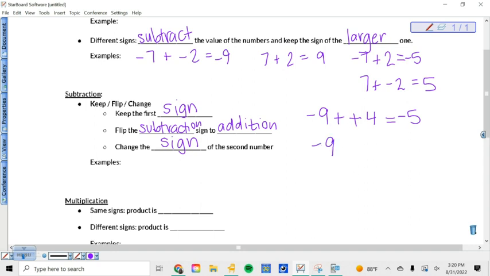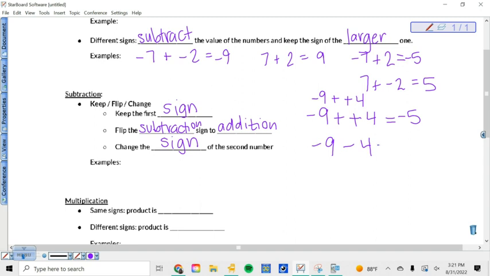And then let's look at this. -9 minus 4. Because it was -9 minus a -4, and we needed to flip the subtraction sign to a positive and then change the sign of the second number from negative to positive. So it became plus plus. I mean, you could erase it and just write one plus if you want to, but does that make sense? Yeah?